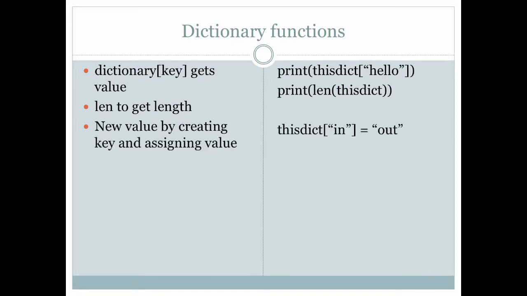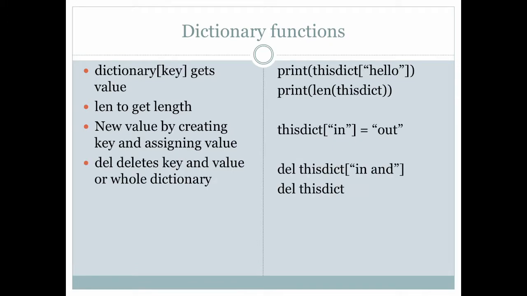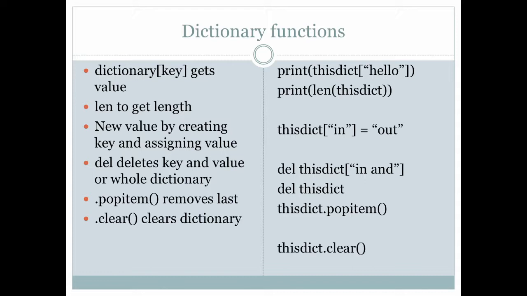All right. So to create a new key and value in a dictionary, you're going to use the name of the dict, and then bracket the name of the key, close bracket, equals, and then the value. Okay. And then del does two things. You can either delete a key and a value with the name of the dict and then bracket the name of the key, or you could delete the whole dictionary with just the name of the dictionary. And then pop item removes the last item in the dictionary. And lastly, we have dot clear, which clears everything in a dictionary and just leaves an empty one.